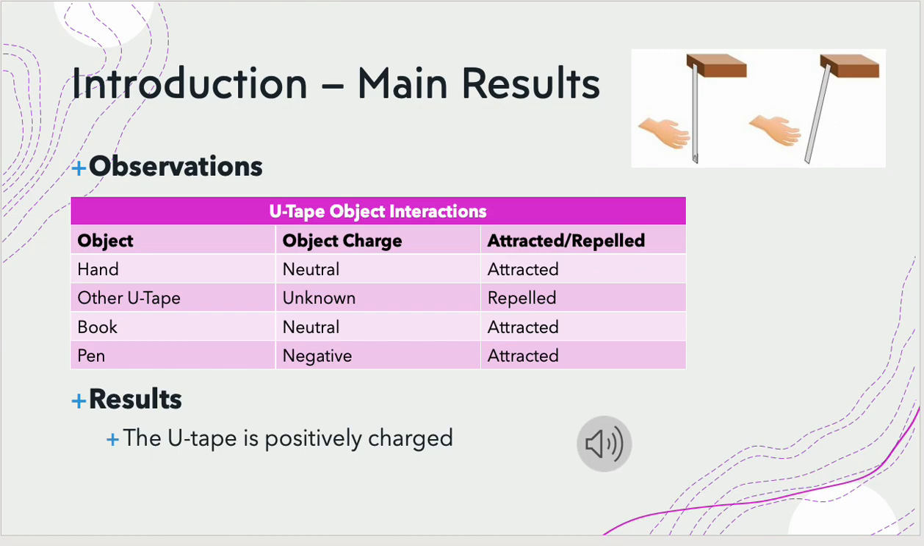Moving on to the main results, some of the observations when the tape was made to interact with different objects. A hand which was neutral was attracted to the U-tape. Another U-tape which had an unknown charge repelled the U-tape. A book with neutral charge, the U-tape was attracted to it, and the pen with negative charge, the U-tape was also attracted to it. These resulted in the conclusion that the U-tape is positively charged.